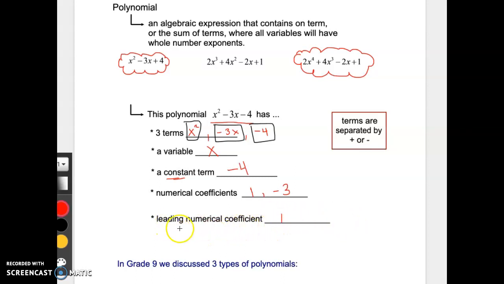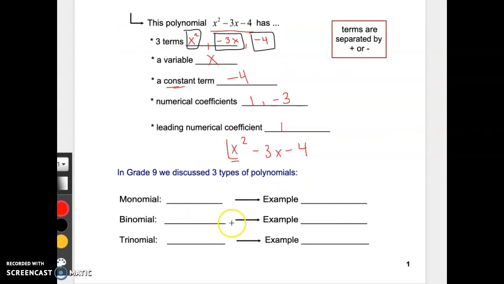So the leading numerical coefficient is the number in front of the variable with the highest exponent. So in this case, we had x squared minus 3x minus 4, and the variable with the highest exponent was x squared, and the numerical coefficient in front of that is 1. So that's where that number comes from.